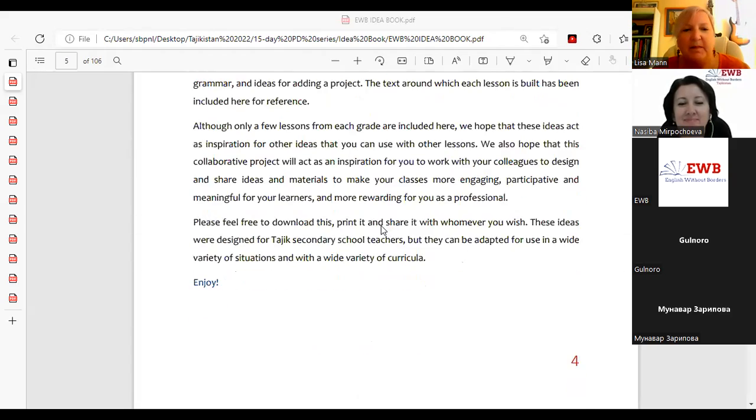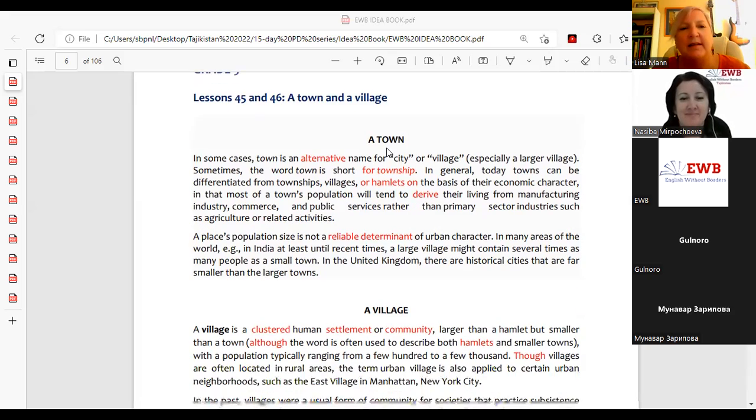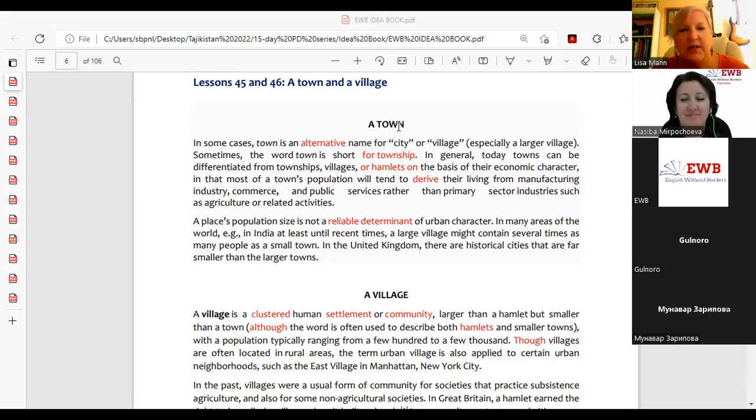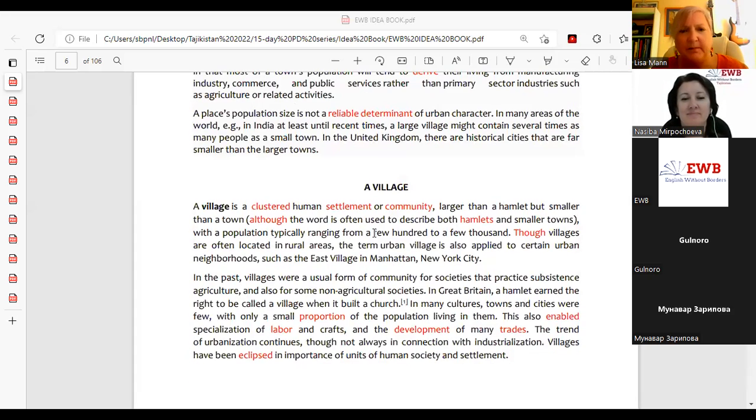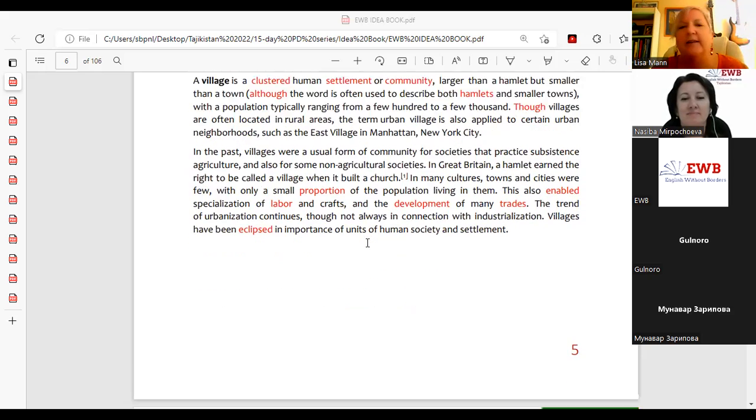Okay, so let's take a look at a typical chapter here in our idea book. So this is grade 5, lessons 45 and 46, again in the Tajik public school English language books. And these lessons are on a town and a village. And all of the lessons start with the texts that the students have to read. These are the texts in their textbook. So these are where we start in the reading comprehension process. And we've copied the text into this idea book just so that you have it in your mind.